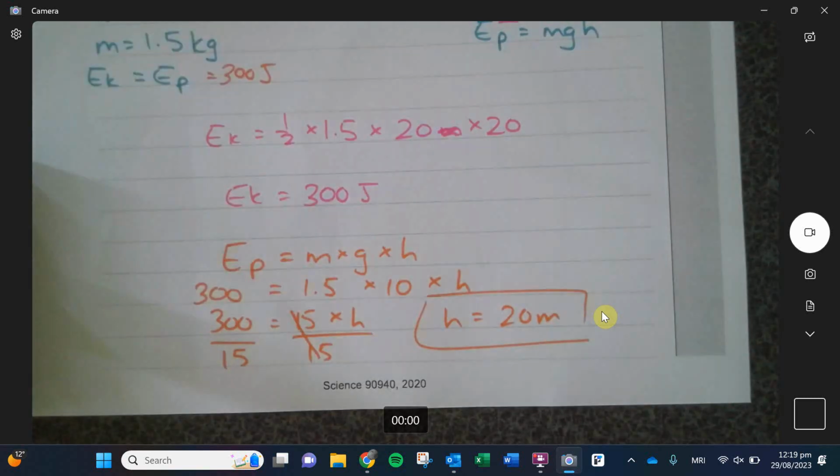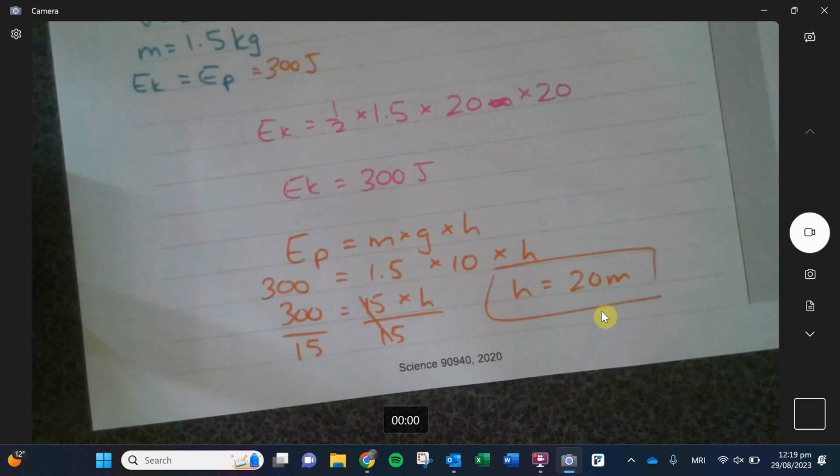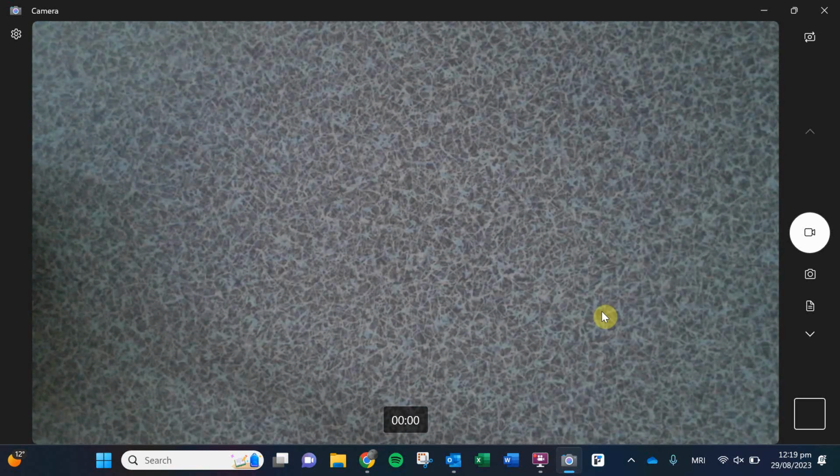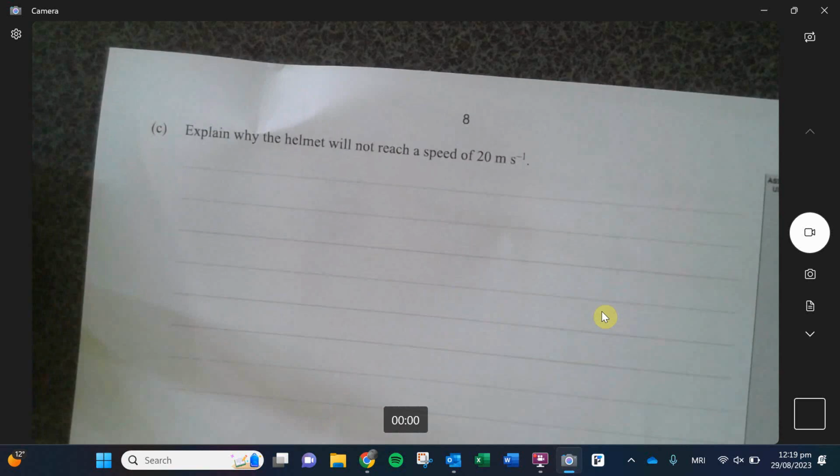Next page. Let's find the question. Okay. Next. Oh, that's not the right question. Where's the other question? Is it on the back? Yes. Okay. Next question here is an explain question.